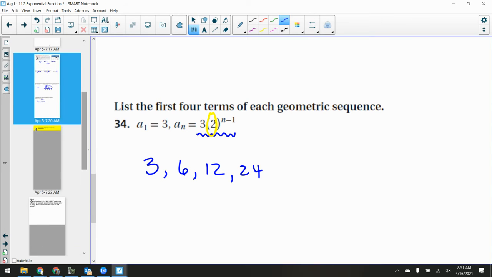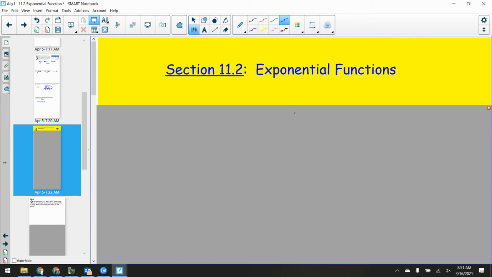All right, let's get to our section 11.2 notes. The introduction to geometric sequence, exponential function. Today we'll talk about general form of exponential functions. On Monday, we will talk about exponential growth and decay. Do a lot of word problems. Today is more looking at the equations. Monday is looking at word problems.